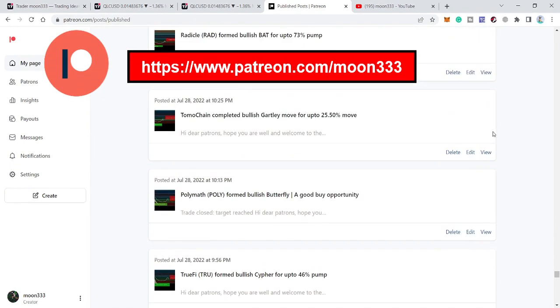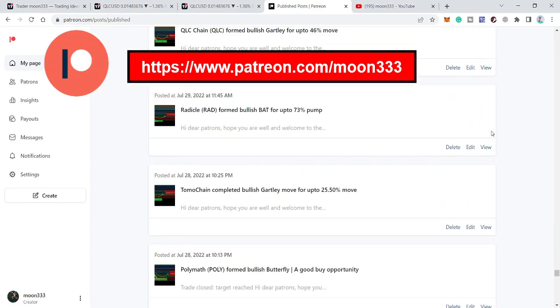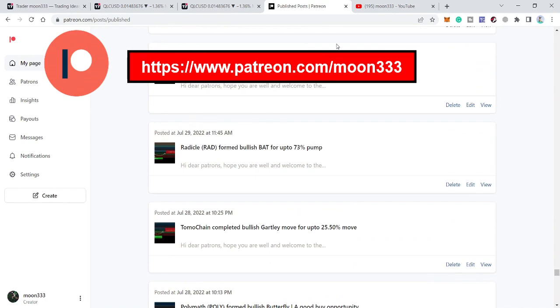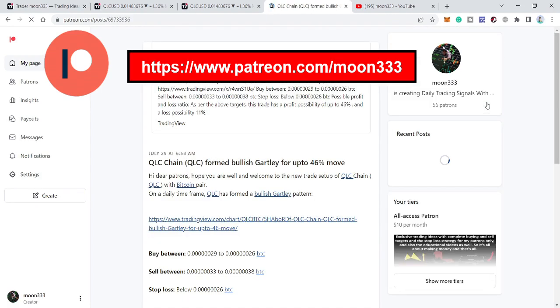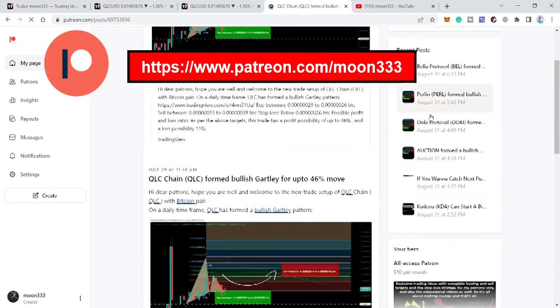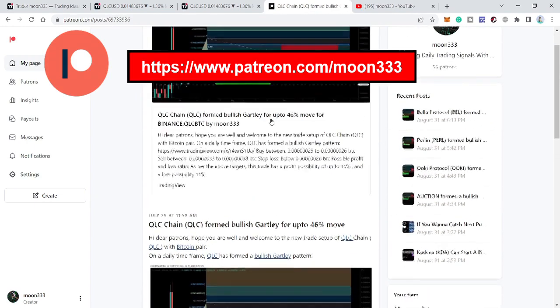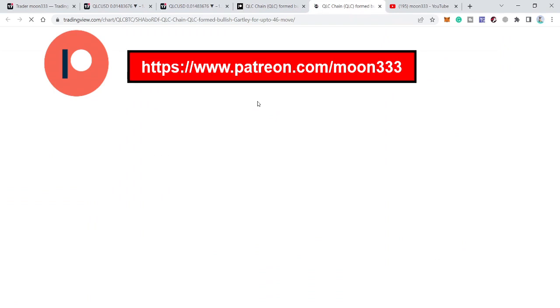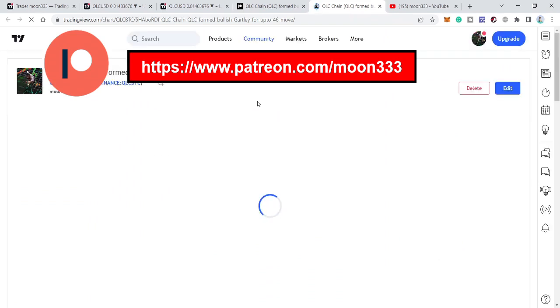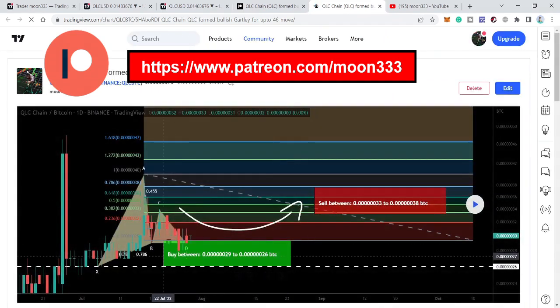And first of all, let me recall my previous trade setup of QLC that I shared for my members at the Patreon on 29th of July. And that was a harmonic bullish reversal Gartley move that QLC formed with Bitcoin pair. And by the way, this pattern was formed on the daily time frame chart. And you can see when I shared this idea at that time, it was moving inside this potential reversal zone.